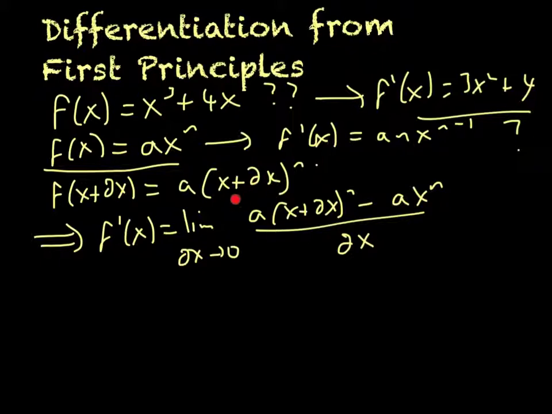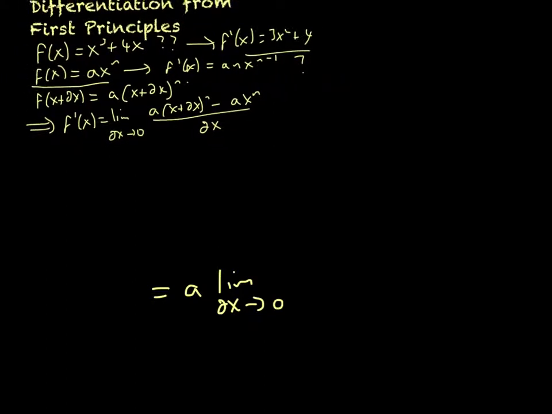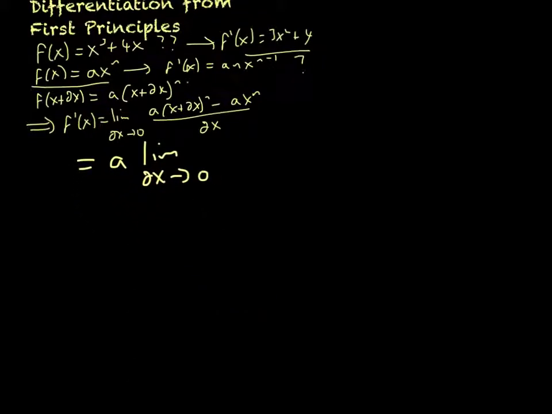What we can do is start cleaning this up. So a, notice, has nothing to do with delta x, so I can take that out as a factor. I can also start to expand this thing out. So let's move that over there, give me a bit more space. And so here we go, we're back to here. So let's expand this thing out using our binomial formula.